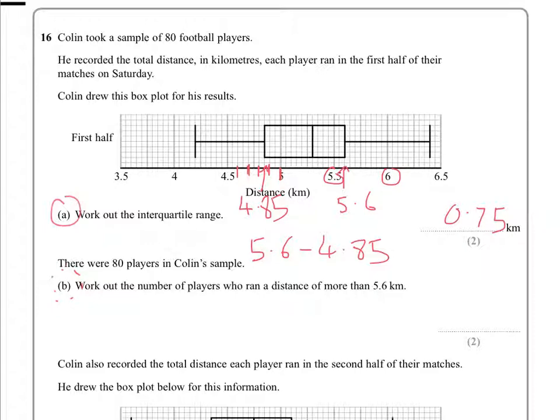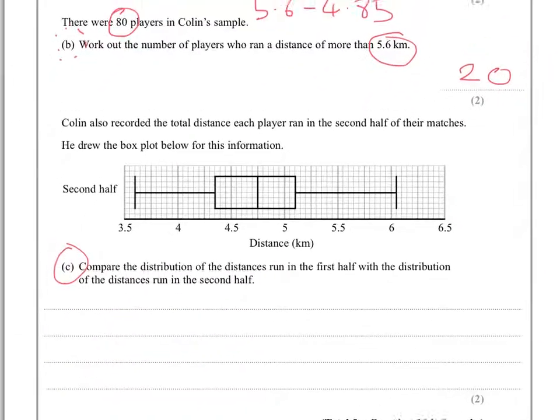The number of players around a distance of more than 5.6. Now this is a bit of a tricky question, but 5.6, look, we recognise that from here. And that is the upper quartile. And if you remember, the upper quartile is a quarter of the data you've got. And it says here there are 80 players, so there were 20 people that ran more than 5.6 kilometres.